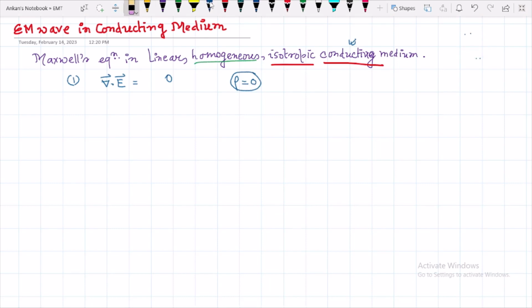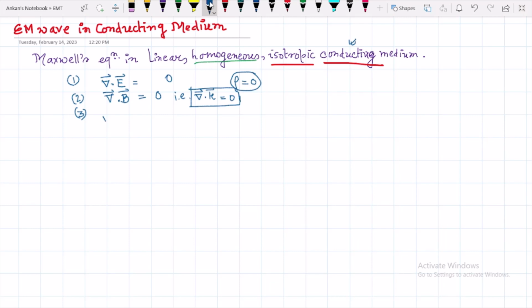Okay, now the second term is del dot B is equal to 0. The magnetic monopole does not exist, which implies del dot H is equal to 0. The divergence of magnetic intensity is also 0. Okay, so this is the number 2 Maxwell's equation. Number 3 Maxwell's equation is what?